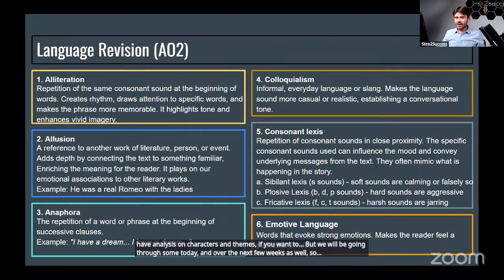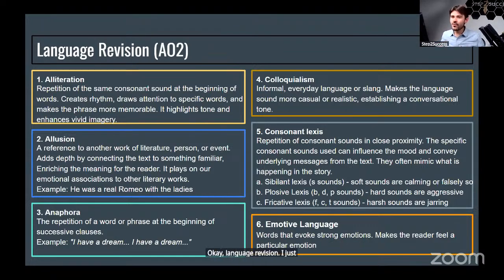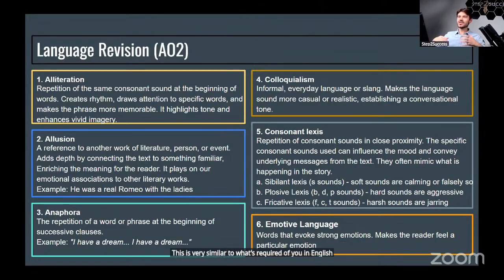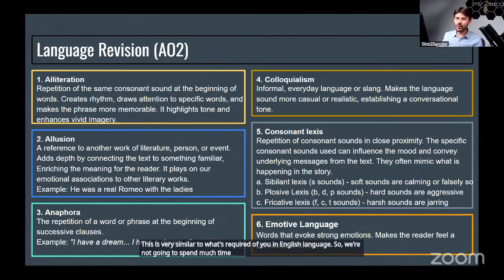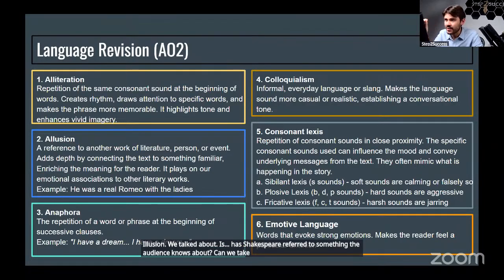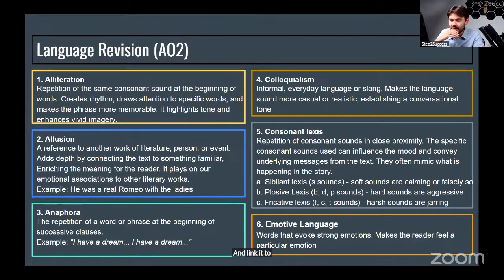Okay, language revision. I just thought let's briefly go over our language devices because, as we just saw, we need to name them. This is very similar to what's required of you in English language. We're not going to spend much time on this because I want to move forward. But alliteration, repeating same letters. Allusion, we talked about. Has Shakespeare referred to something the audience knows about? Can we take our associations with that thing and link it to what was going on at the time, to something about our characters? Do we learn more about our characters?